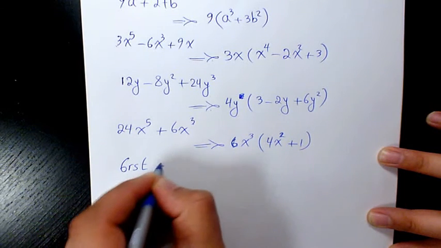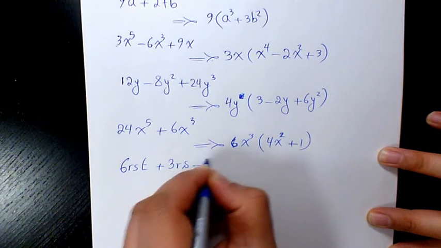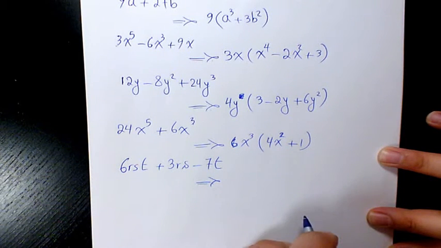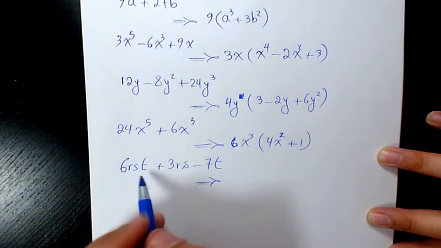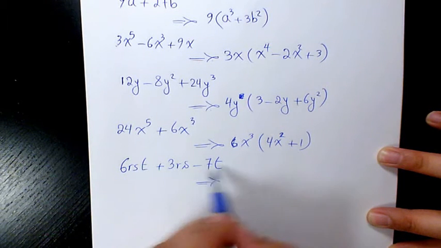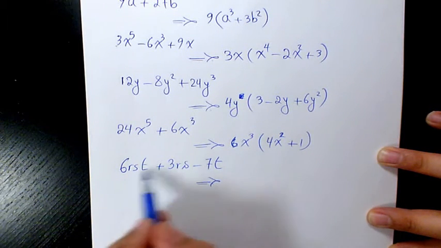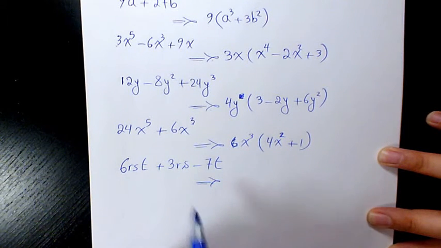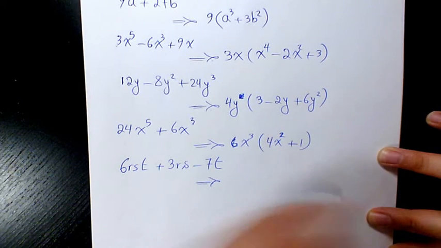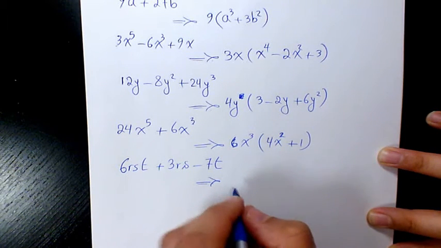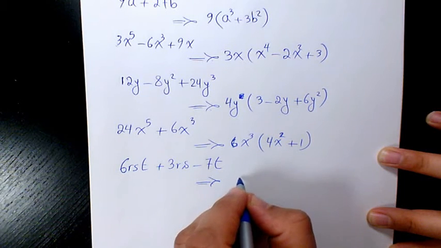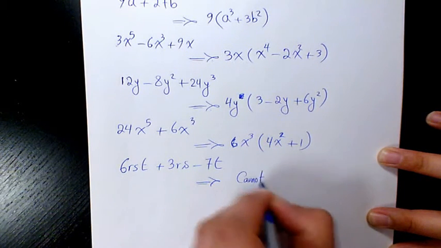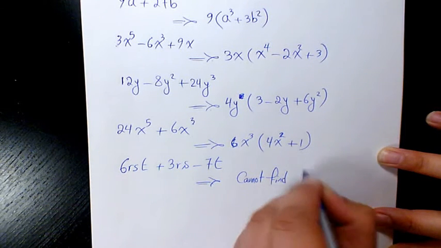6rst plus 3rs minus 17. Here, this one has t, this one doesn't have, this one has. So t is not the common factor. S, and this one doesn't have s. R, and this one doesn't have r. 6, 3, and negative 7. So none of them is GCF. So you're going to say cannot find GCF.